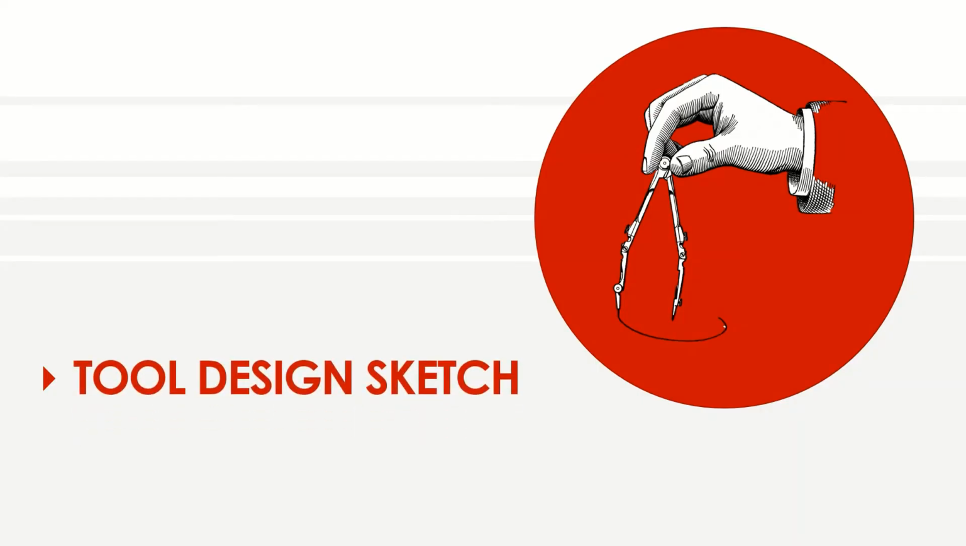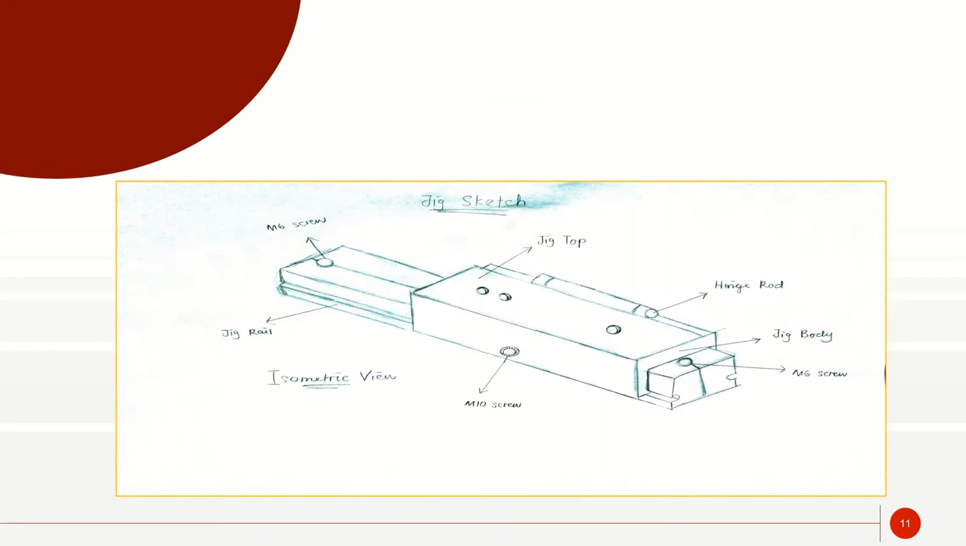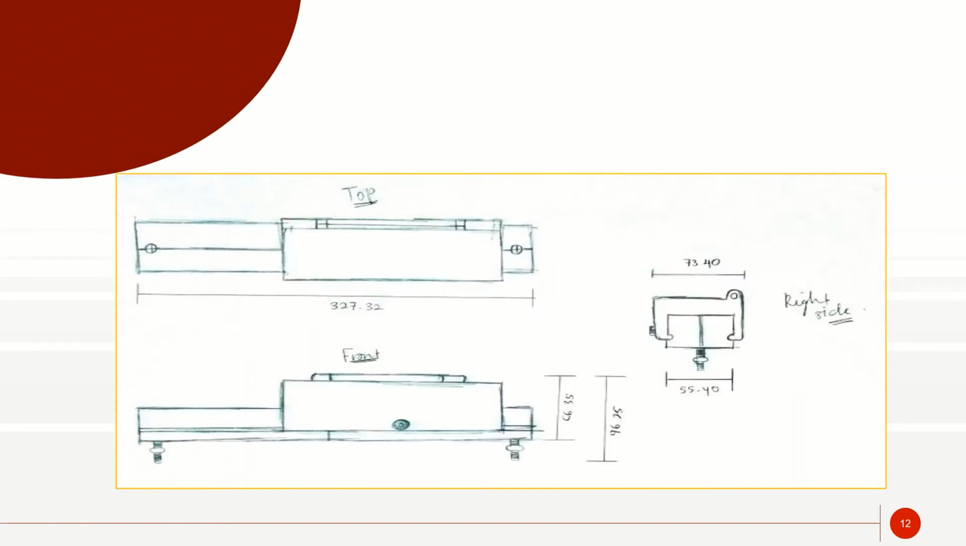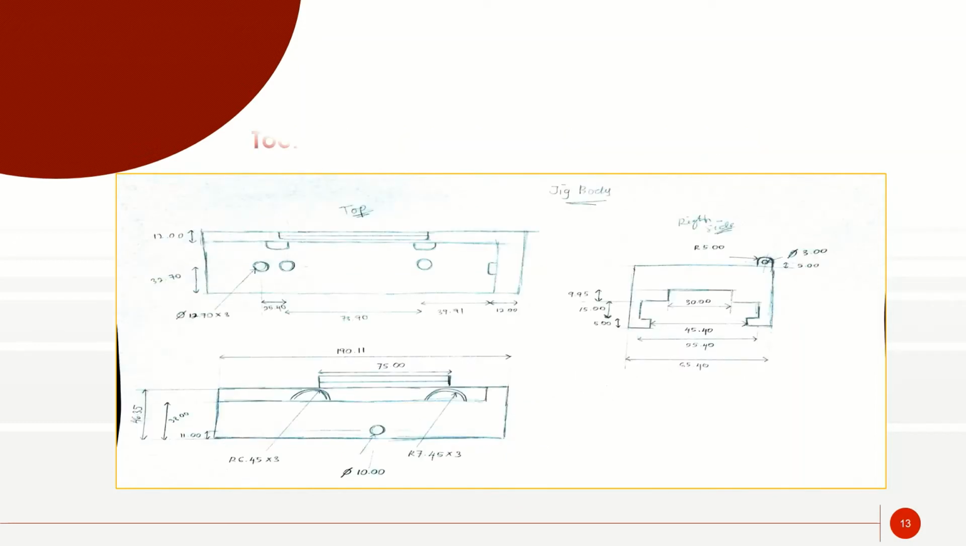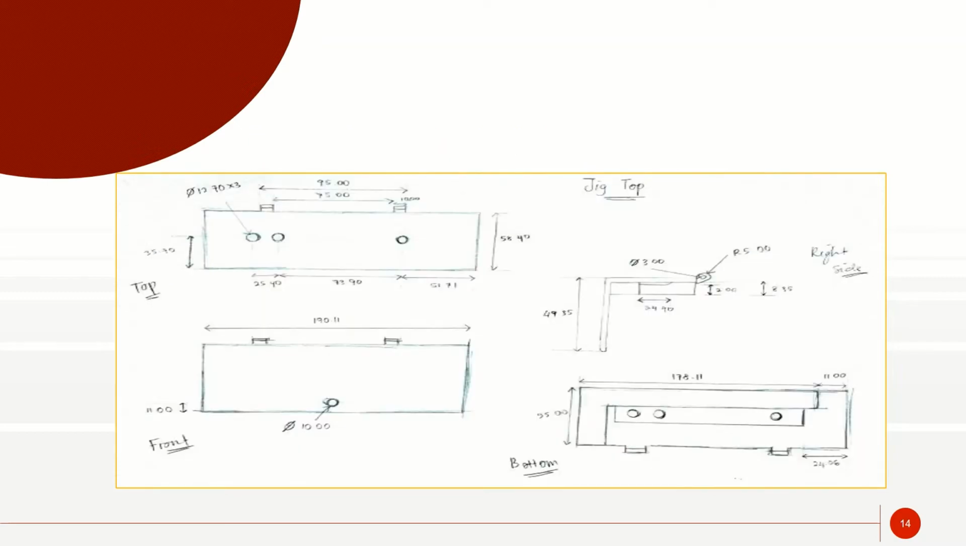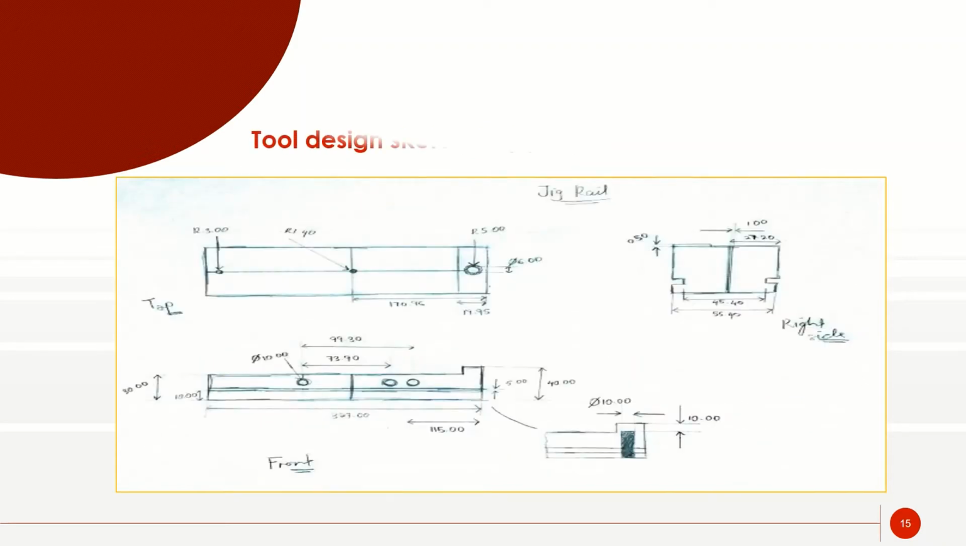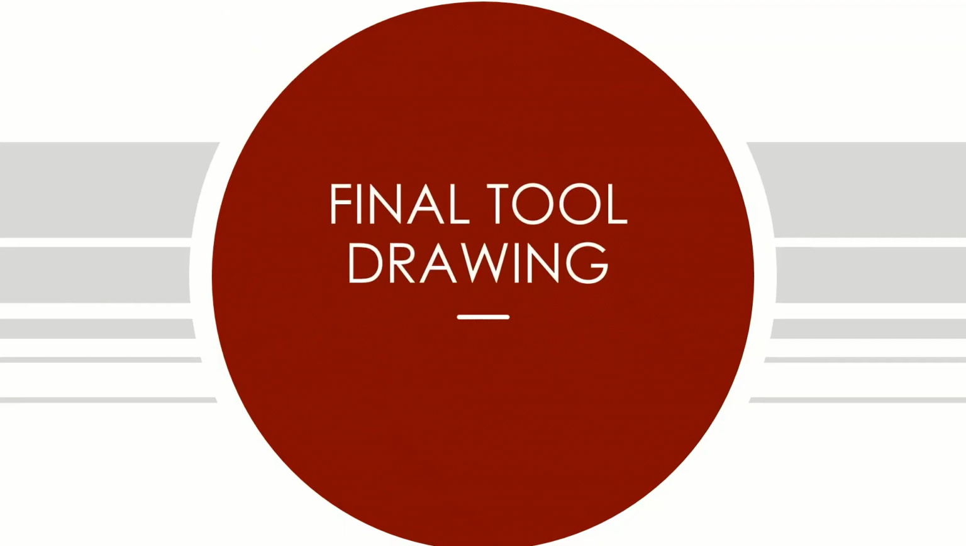Tool design sketch. This is the tool design sketch. This is our tool design sketch for top, front, and right side. And this is our tool design sketch for jig body. Tool design sketch for the jig top. And finally, this is our tool design sketch for jig rail. This is our final tool drawing. It is going to be presented by Muhammad FIKRI.